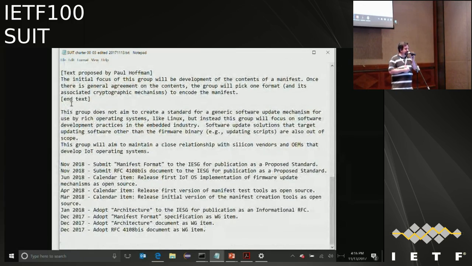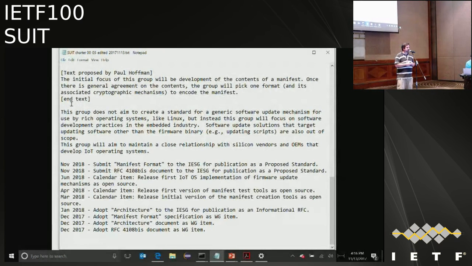Then the charter continues by saying this group does not aim to create a standard for a generic software update mechanism for use by rich operating systems like Linux, but instead this group will focus on software development practices in the embedded industry. Software update solutions that target updating software other than the firmware binary, for example, updating scripts, are also out of scope. The group will aim to maintain a close relationship with silicon vendors and OEMs that develop IoT operating systems. So any clarifying questions on the charter?